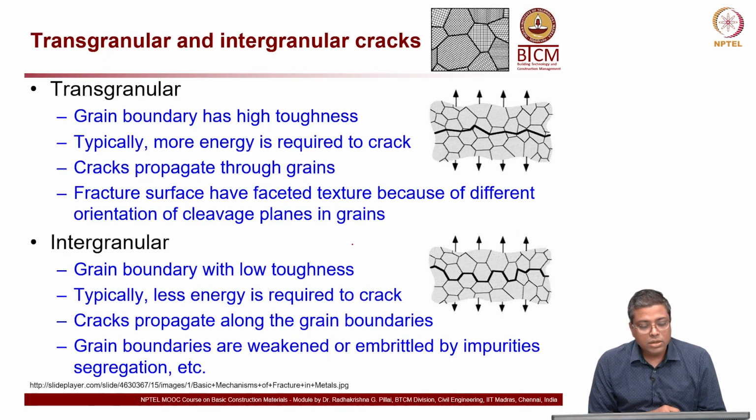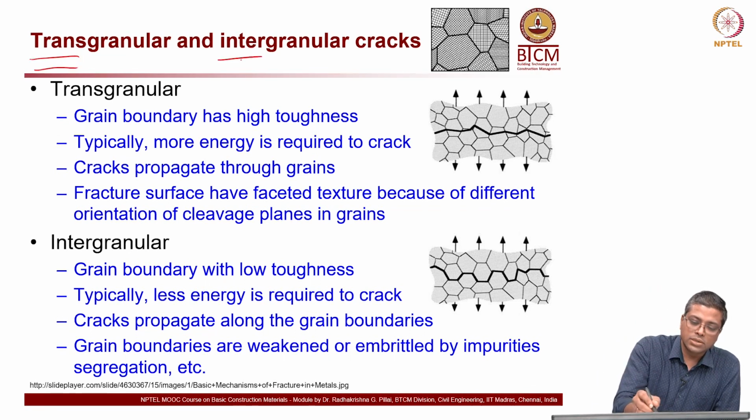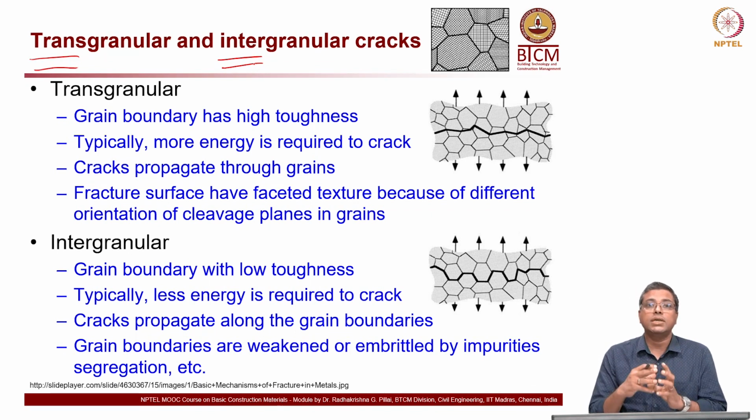Now when we talk about these cracks, or the breaking of these atomic bonds, there are two types of cracks in general. We can call them transgranular crack or intergranular crack. These two terms are very important to remember. Now the transgranular crack means the crack is happening through the grains, so the crack is going through each grain.